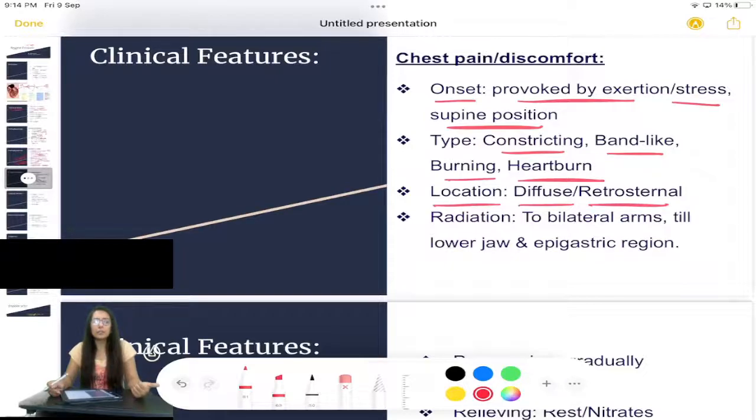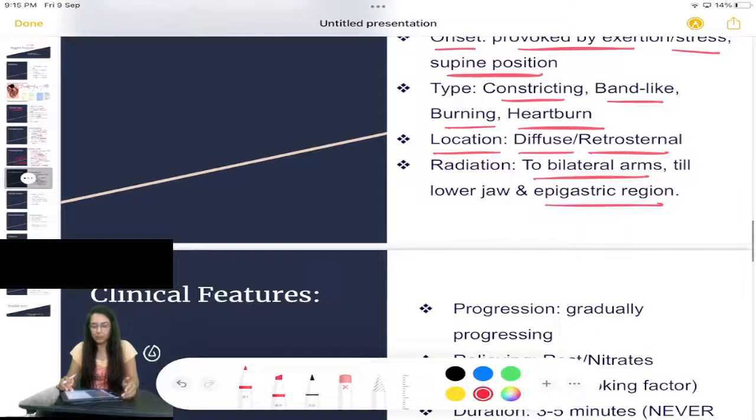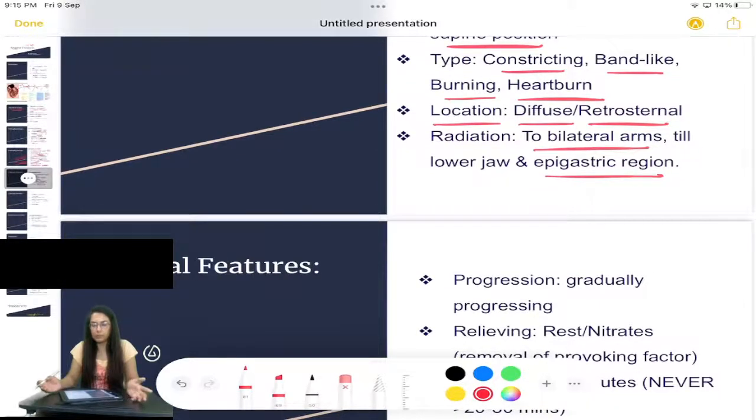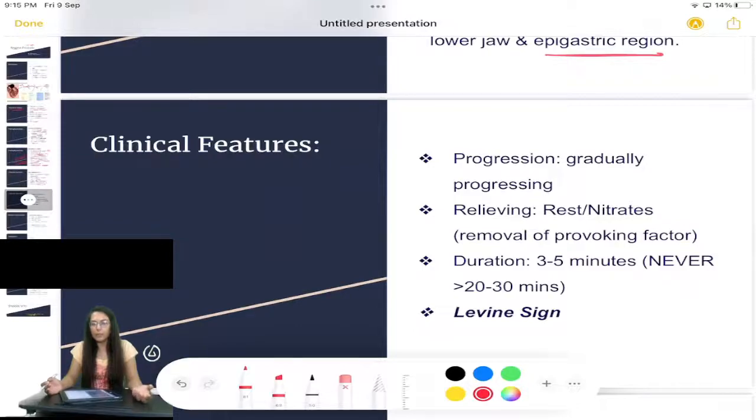Now, always the chest pain, especially pain because of the heart, will radiate. It will radiate to bilateral arms most commonly. You must have seen patients complaining of radiation of the chest pain to the left arm. So it is very common. It can radiate up to the lower jaw, and it can also radiate to the epigastric region. Sometimes it mimics acute gastritis, and that's why ECG is always needed to differentiate between gastritis and cardiac pain.